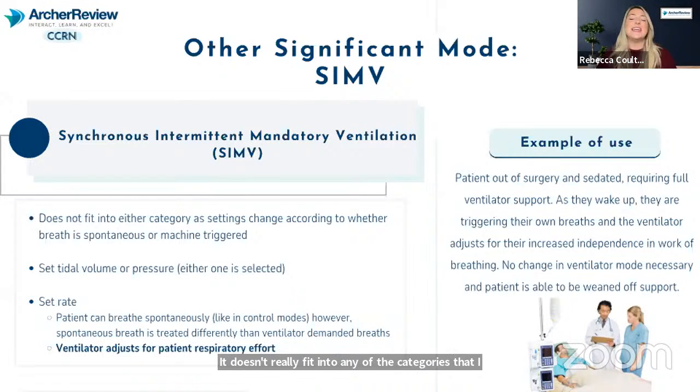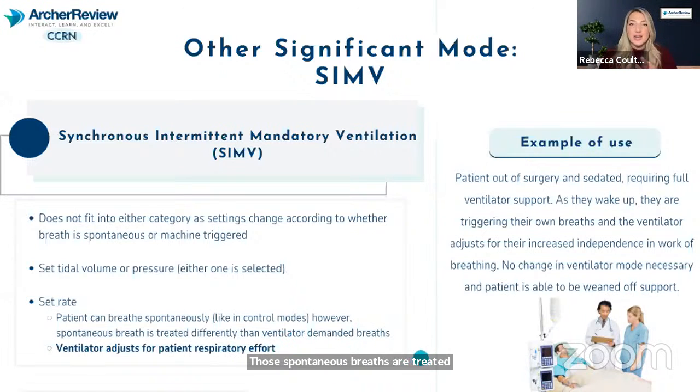And the reason for that is it responds to the patient. So it has settings for when the patient is really sedated, and it's going to act like AC/DC. It's going to give a certain volume at a certain rate. Now, as soon as it starts to sense that the patient is taking breaths on its own, it's going to adjust the settings a little bit. It's not going to slam the same amount of volume into that patient as it would if we were on AC/DC. Those spontaneous breaths are treated differently than ventilator demanded breaths.